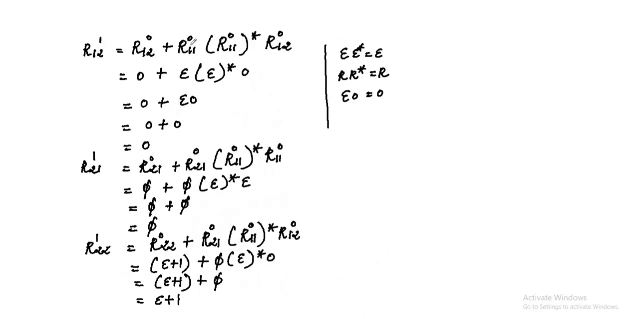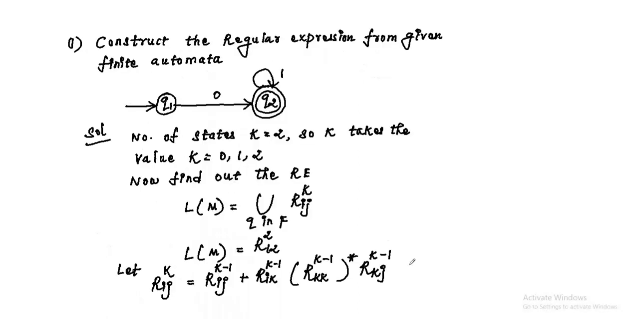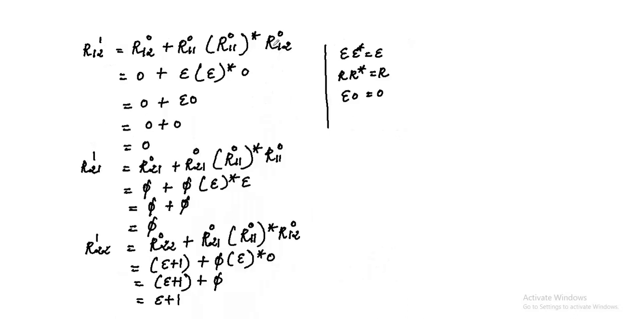Here the i value is 1, the k value is 1, raised to the power k minus 1, which means 0, because the k value is 1, and 1 minus 1 is 0. Then r_kk raised to the power k minus 1, with k value 1, is r_11 raised to the power 0, whole star, into r_kj. Look at the formula, r_kj raised to the power k minus 1. Here the k value is 1, the j value would be 2, so r_12 raised to the power 0.